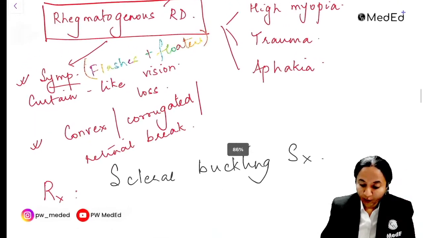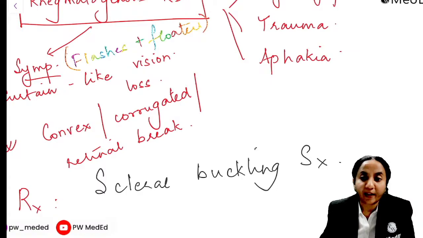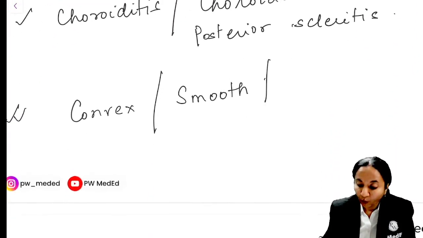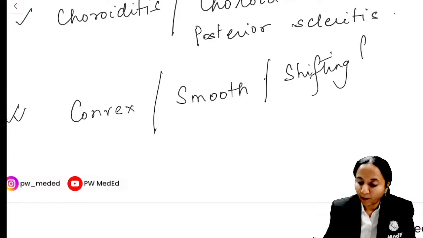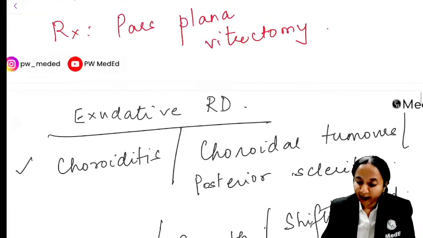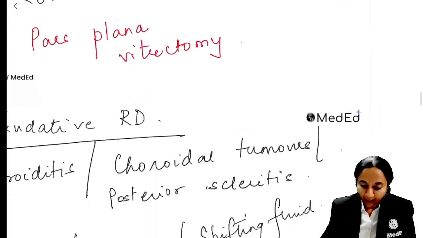In rhegmatogenous RD, what did I tell you? Convex but corrugated, and it is associated with a retinal break. For exudative RD, remember convex, smooth, and what we just learned, that is shifting fluid. Convex, smooth and shifting fluid. And in tractional, I told you it is concave.